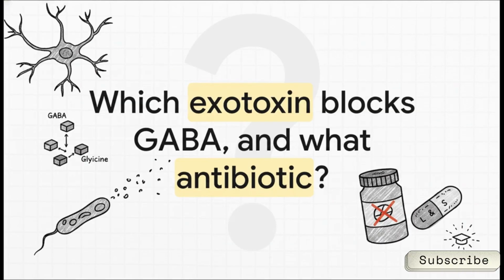Before we wrap up this explainer, let's do a super quick pop quiz to see what stuck. Do you remember which specific exotoxin binds to the motor nerves and blocks the release of the inhibitory neurotransmitters GABA and glycine? And what is the specific antibiotic of choice if you happen to catch the infection within the first few hours? Think back to our L&S rule and our treatment protocols. I'll leave you to ponder that.